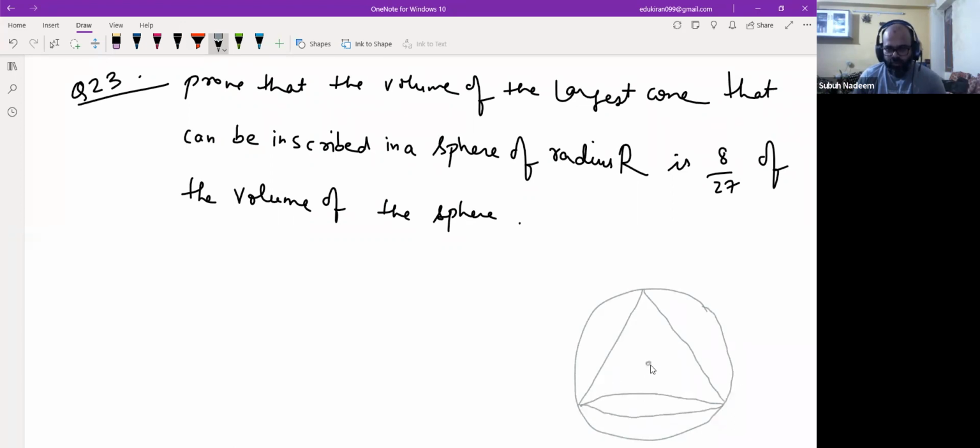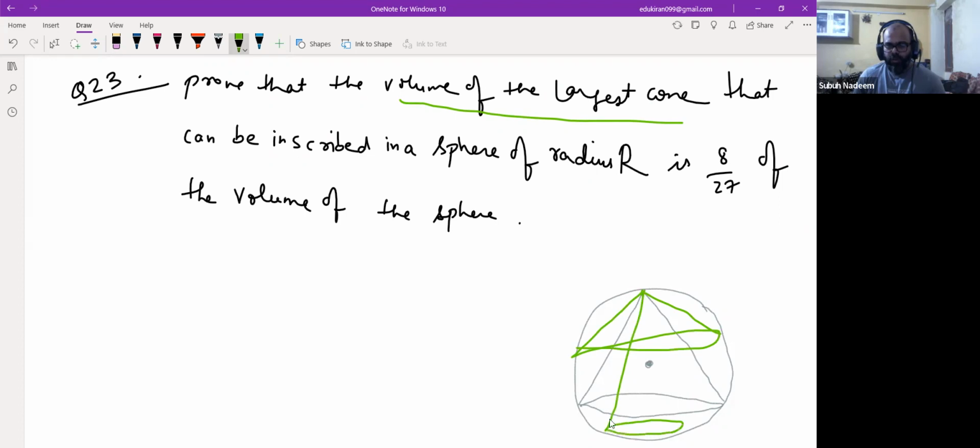This is the center of the sphere. Now you have to find the volume of the largest cone. So largest means maximum. This is a question of maximum, minimum. You can make many cones, make a cone like this, and make a cone like this also. So the cone which they want to ask is the cone which is having the maximum volume. So you have to find that cone.